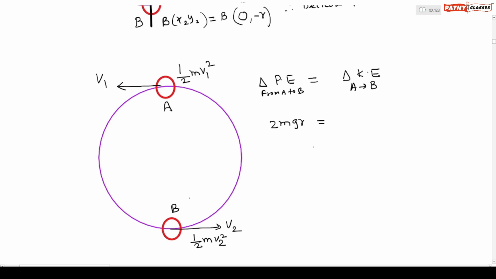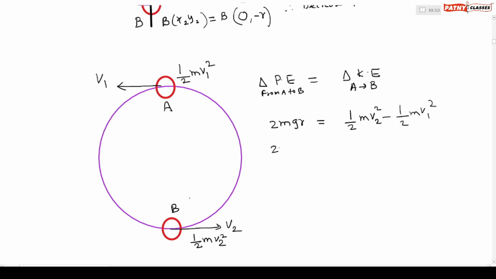Now kinetic energy at point B is more compared to kinetic energy at point A. Therefore, the change in kinetic energy: kinetic energy at B is how much? Half mv2 square. And kinetic energy at point A is half mv1 square. Change in kinetic energy equals half mv2 square minus half mv1 square.